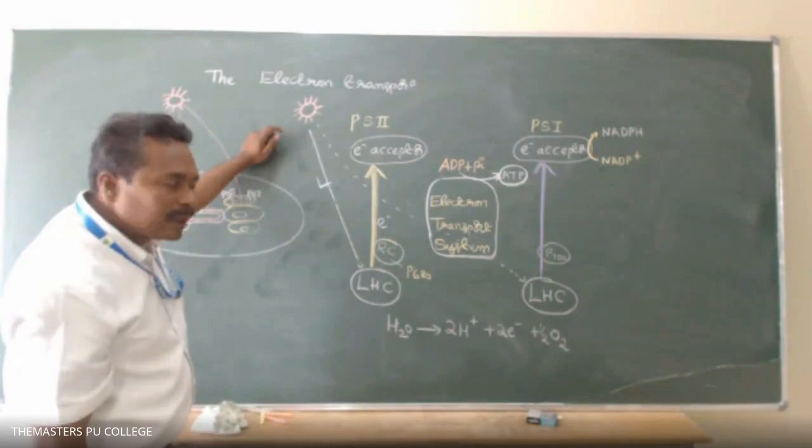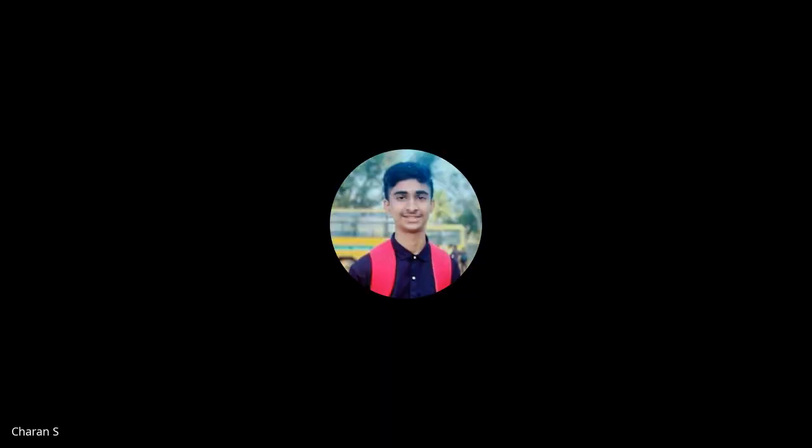complex. What is the composition of the light harvesting complex, or antenna? It consists of the photosynthetic pigments, chlorophylls and carotenoids. First of all, the photosynthetic pigments of the light harvesting complex absorb the light energy. The absorbed light energy is further transferred to the reaction center.